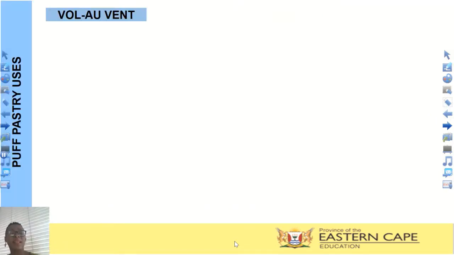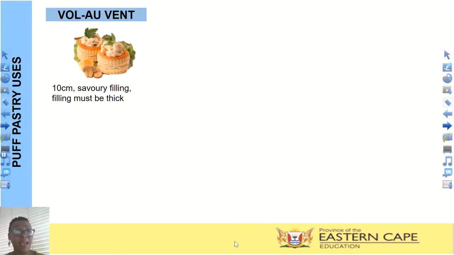Okay, the different products that you can have from puff pastry, your vol-au-vents. These are 10 centimeters in diameter. They have a savory filling, and the filling must be thick. Okay, so now we've moved. You can see the difference as well. When we've just looked at the different types of short crust pastry, and now we're going into puff pastry, you will see a very different quality characteristic as well.